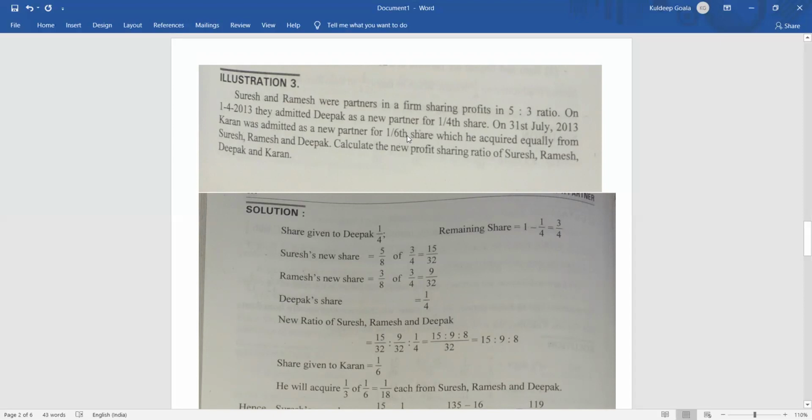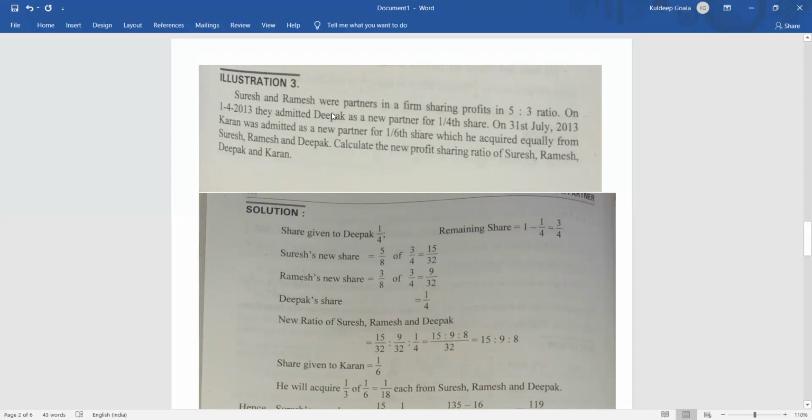Okay. So Karan will get how much? 1/6 share, which he acquired equally from Suresh, Ramesh and Deepak. We'll see this part later on. First we'll start with the first part. Calculate the new profit sharing ratio of Suresh, Ramesh, Deepak and Karan. At last we are going to do that. First of all, we'll find out the first case.